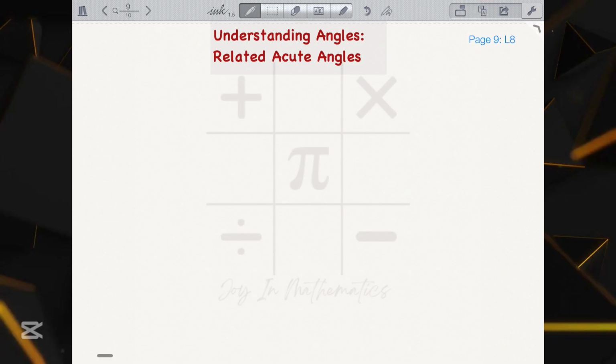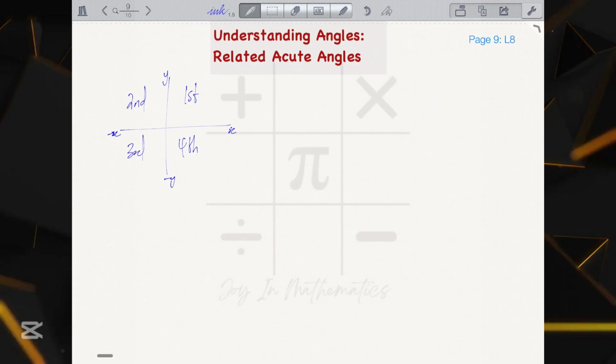In our previous lesson, we learned about quadrants, positive and negative angles. So we learned that if we have this Cartesian plane of x and y, with negative x and also negative y, this is the first quadrant, this will be the second quadrant, this is the third quadrant, and this is the fourth quadrant.